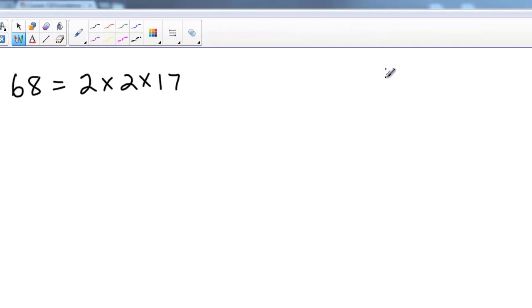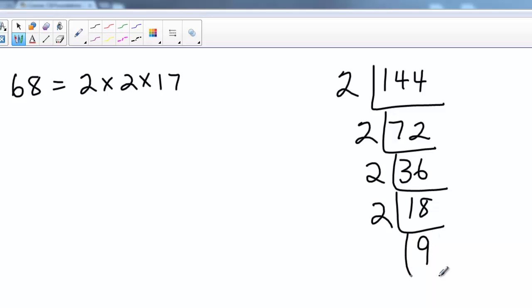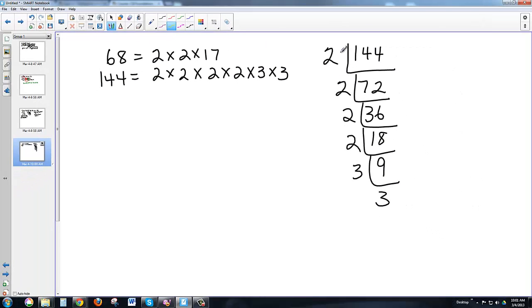We need to do the same process with 144. 144, 2 goes into there 72 times. 2 goes into there 36 times. And 2, and 18, and 2, and 9, and 3, and 3. 144 is the same as 2 times 2 times 2 times 2 times 3 times 3. Realize those are just the numbers that are here.